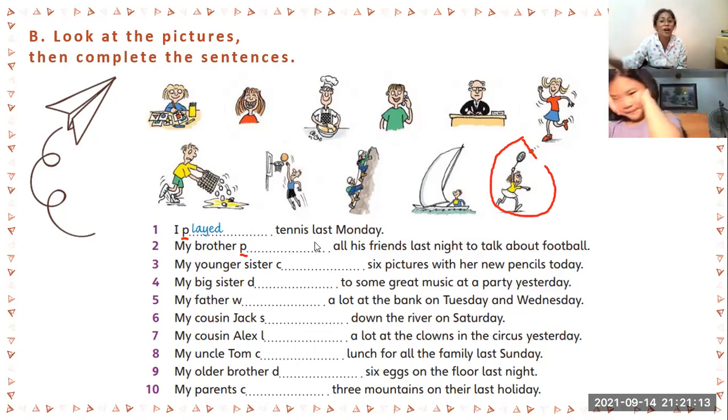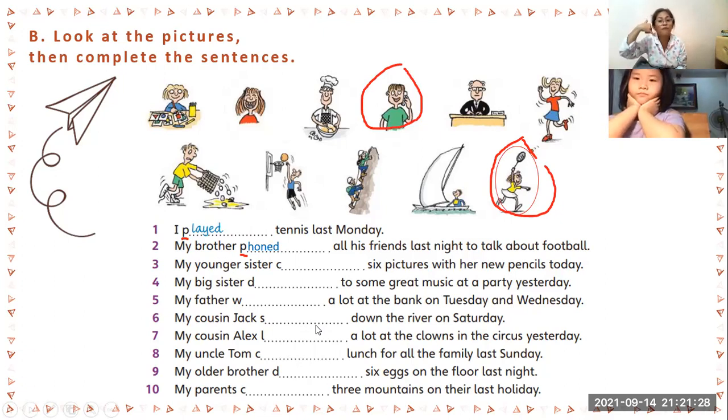Okay, look up here. Look at the boy in the green t-shirt. Look at that one. Okay, what is he doing? He's calling. He phoned all his friends. Okay, number 3. Try number 3.